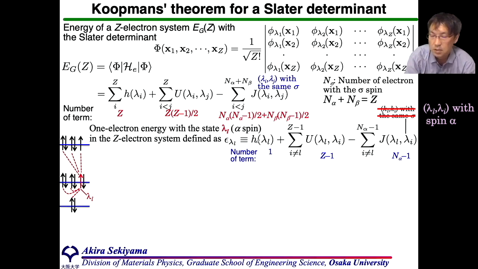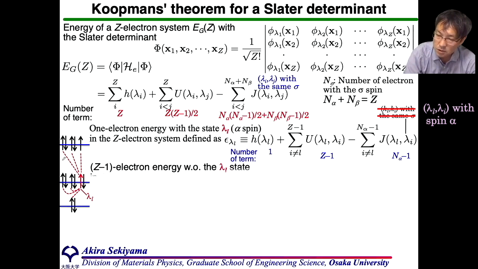So the first term stands for the 1-electron energy from the kinetic energy and potential, and the second term stands for the Coulomb interaction between this electron and the other electrons. Therefore, the number of terms is Z-1, and the third term stands for the exchange integral acting only for the same spin electrons. Here we suppose the state lambda L is for the up-spin state, and thus the number of terms is n alpha minus 1. Then we consider the Z-1 electron energy without this state.